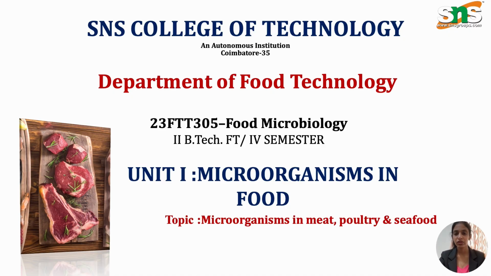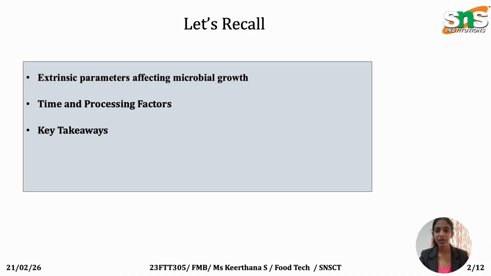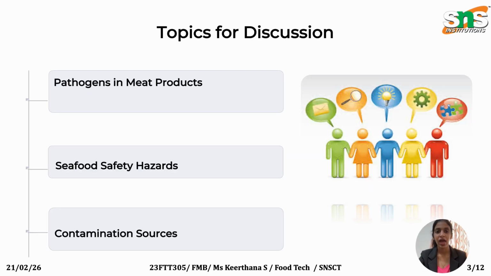So before getting into today's topic, let's have a recap of what we discussed in the last video. In the last video, we covered the extrinsic parameters that affect microbial growth. And in today's video, we'll be discussing the pathogens present in meat products, seafood safety hazards, and a few of their contaminations.